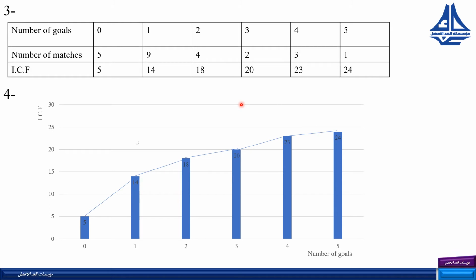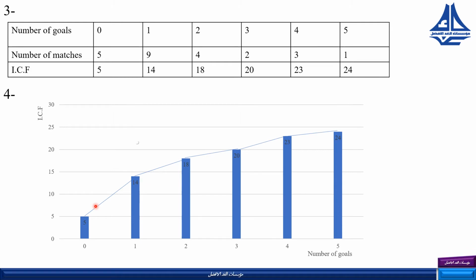Finally, in part 4, construct the increasing cumulative frequency bar graph and the corresponding polygon. Here, guys, we have ICF on the y-axis, and on the x-axis always the number of goals. So the bar graph is represented as follows: 0, 5, 1, 14, 2, 18, 3, 20, 4, 23, and 5, 24. This blue line connected between the midpoints of consecutive bars represents the polygon.